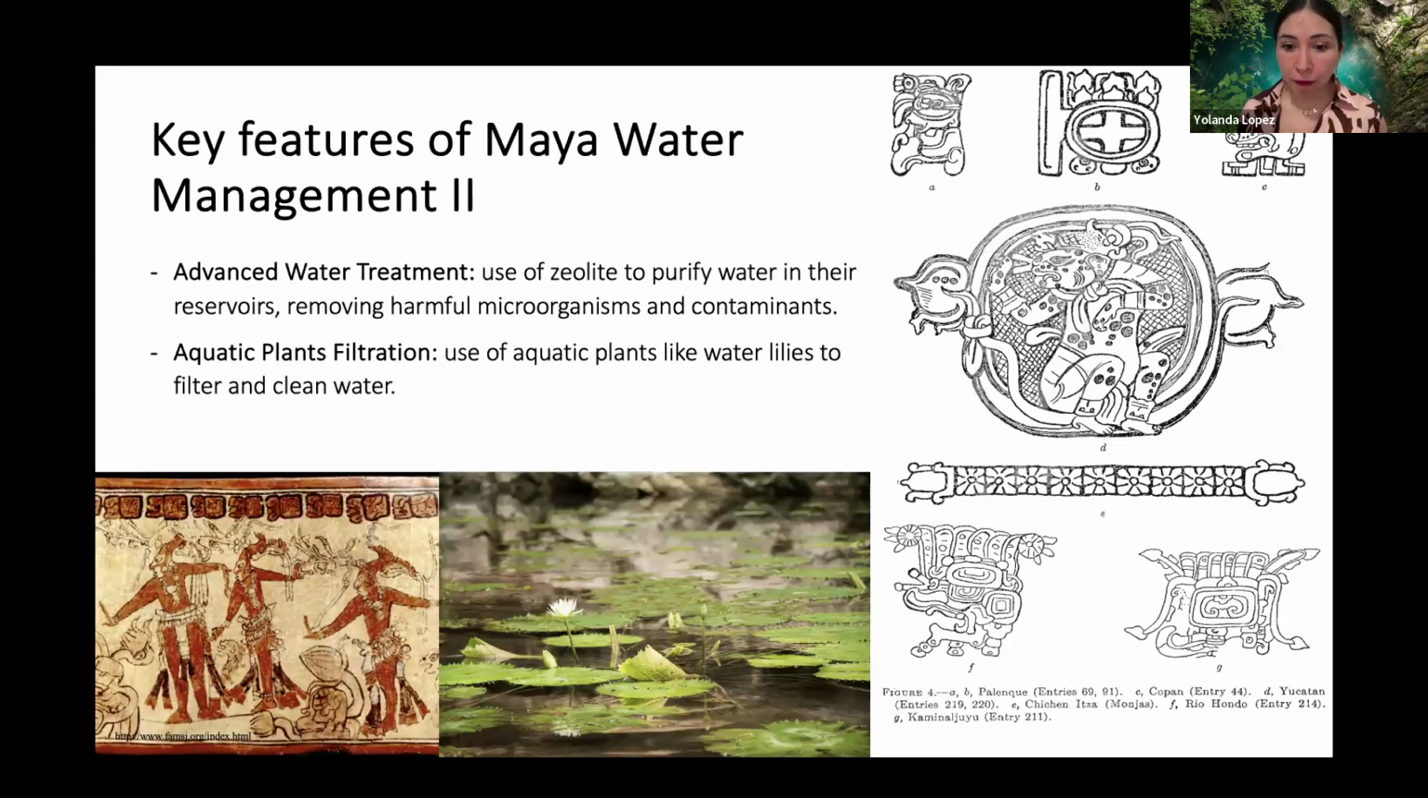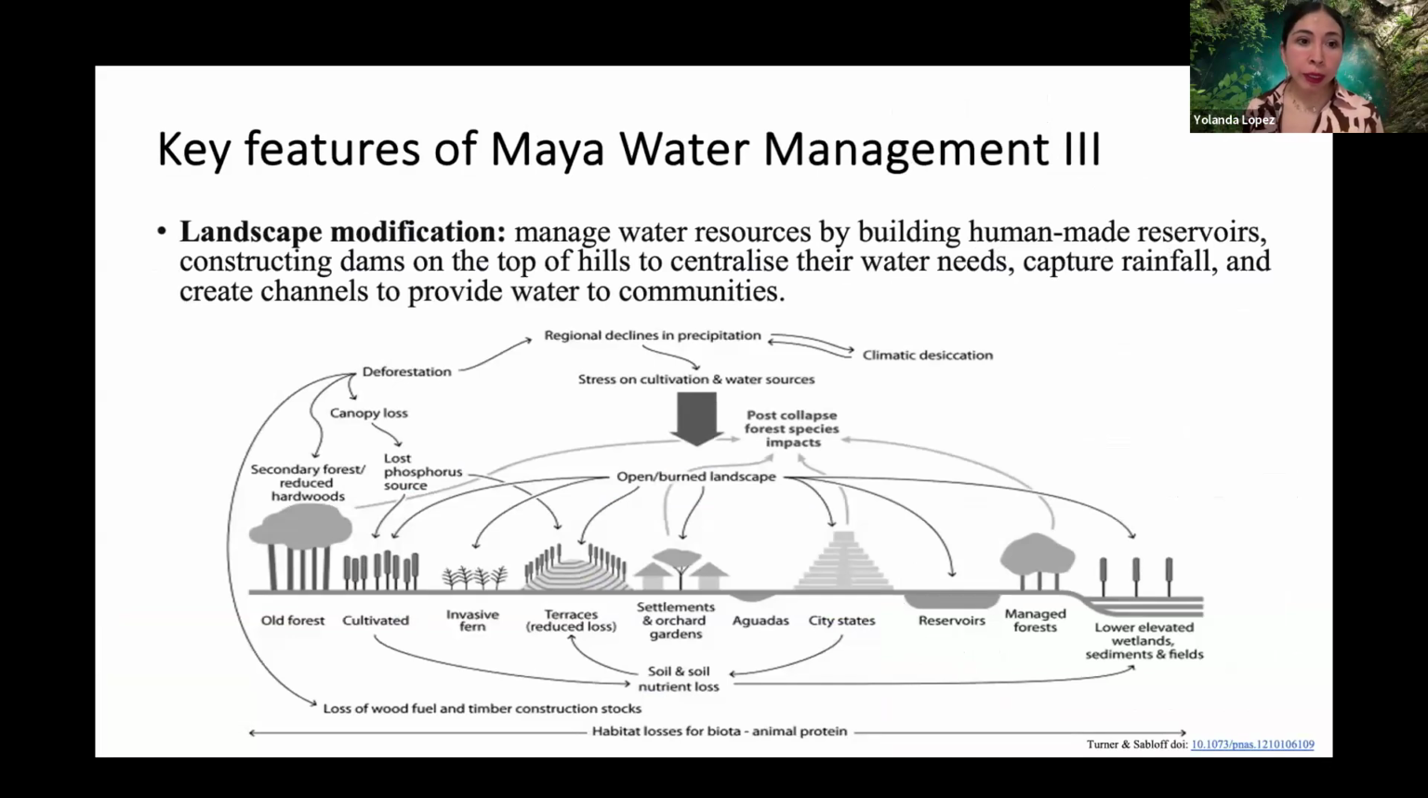So you can see here the same photo I have in the first slide, but also how the Mayas depicted these water lilies in different ceramics and architecture, etc. Another key feature of Maya water management was the modification of the landscape. They were very good at managing water resources by building these human-made dams. They were able to construct those on the top of the hills to centralize water needs. They created water channels to provide water to communities. And this is just an example in the figure of how different constructions and different reservoirs were built and worked with in the Mayan area.